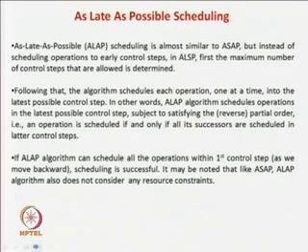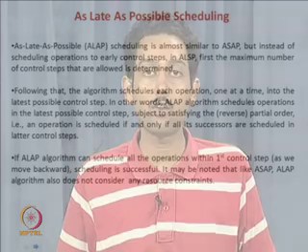Now, we go to another extreme mode of schedule, that is called as late as possible. Now, in this case, in as soon as possible what was our idea? In as soon as possible, what have we done? We have tried to schedule as soon as possible.